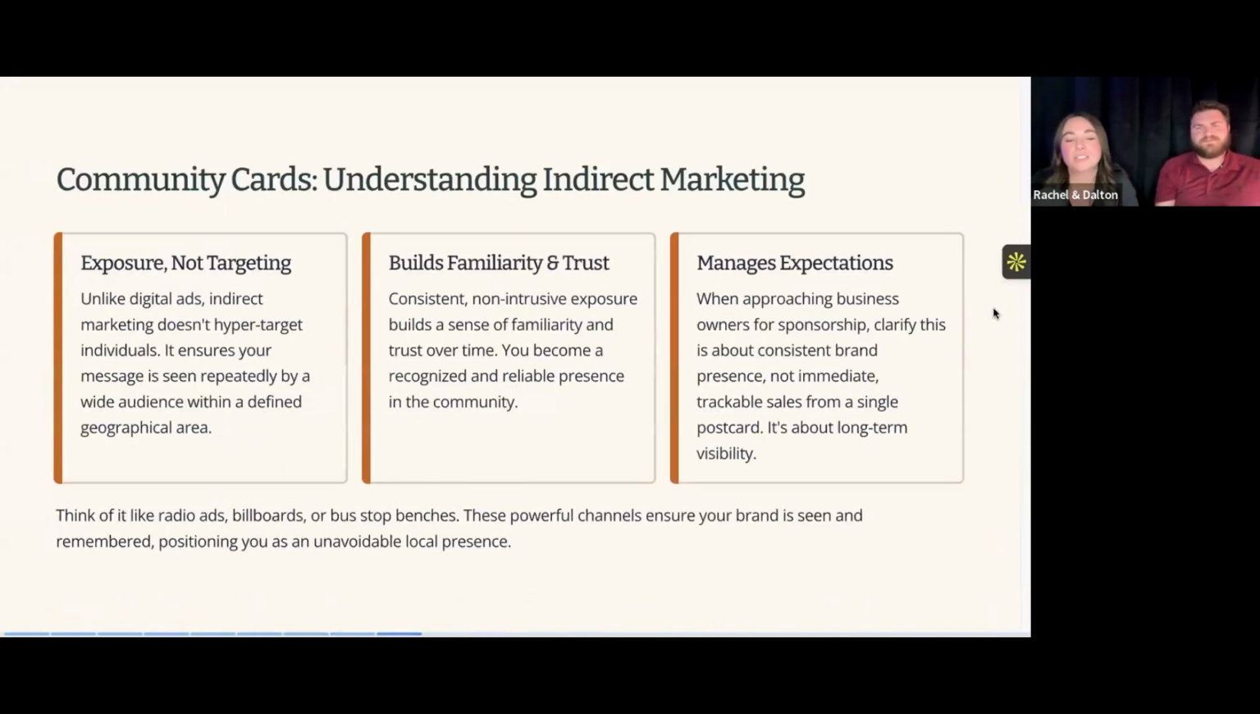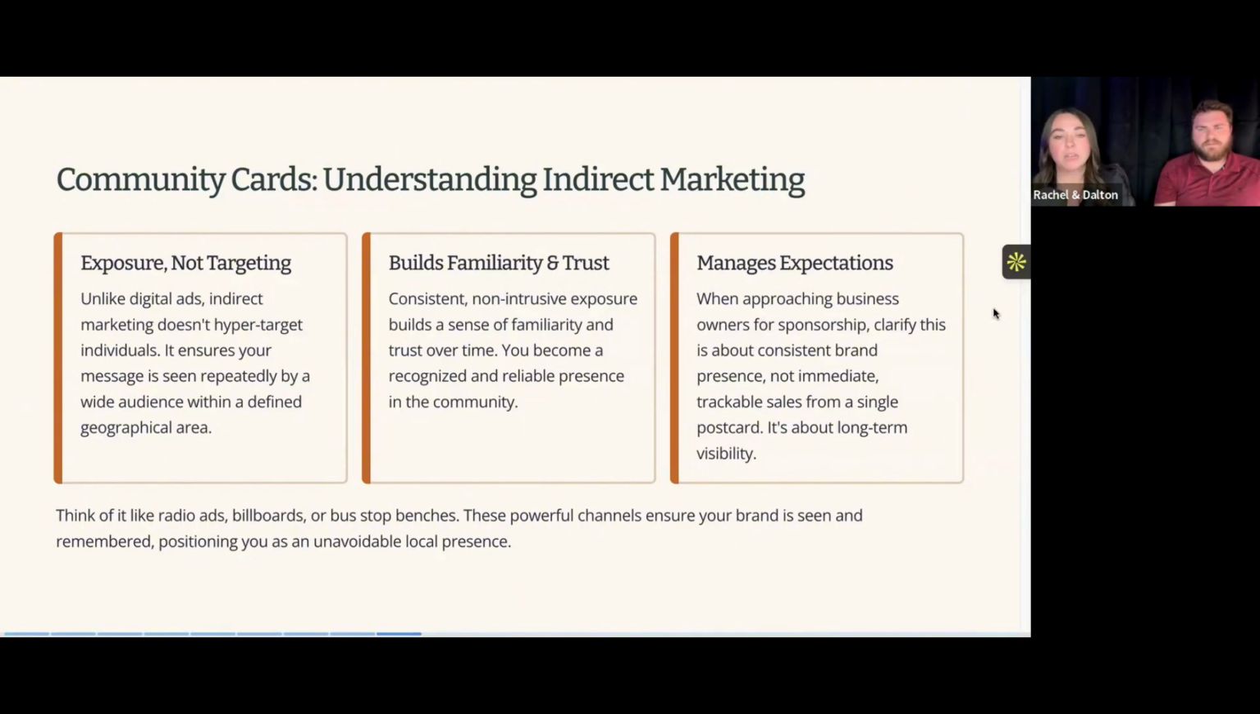Okay, so understanding indirect marketing, because these postcards are a form of indirect marketing. Think billboards, bus stop ads, radio ads. It's not something that is meant to get mailed and instantly get a response. It's meant to get your face in front of the same people, your ideal customer, over and over again. So when you're approaching these businesses about this, just let them know that this is about getting your name out there and getting in front of customers for a very low cost. And when you explain it like that, they're going to understand it.